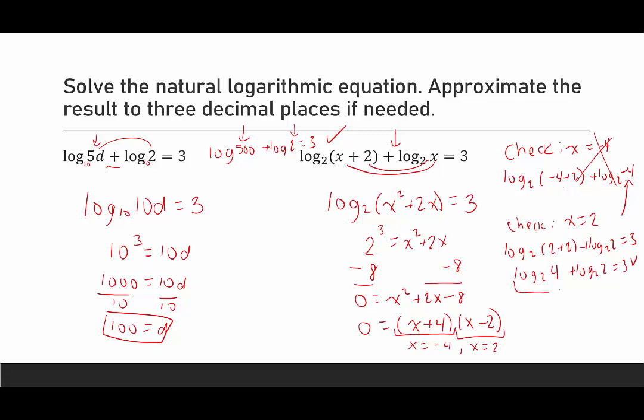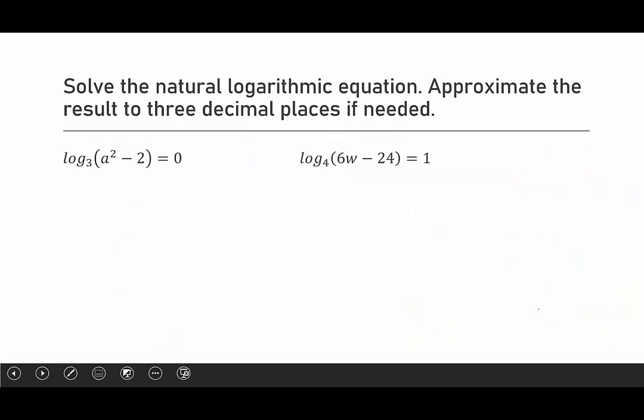We'll just finish this. Log base 2 of 4, that's 2 because it's asking what power of 2 is 4. That's the second power. And log base 2 of 2 is 1, and 2 plus 1 does equal 3. So we have one solution to this, and it's x equals 2. That x equals negative 4 got thrown out.